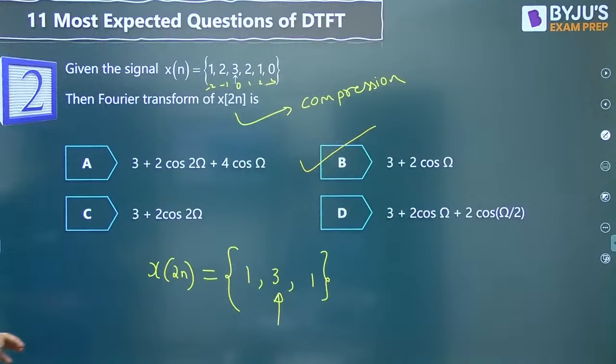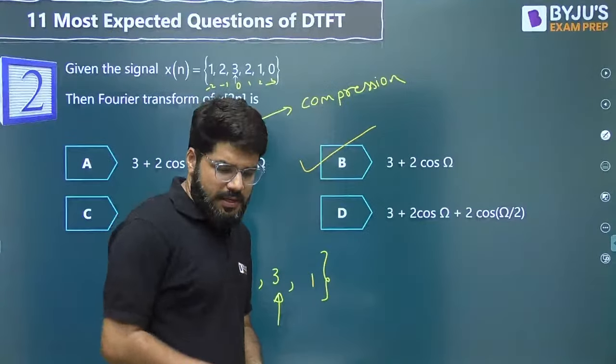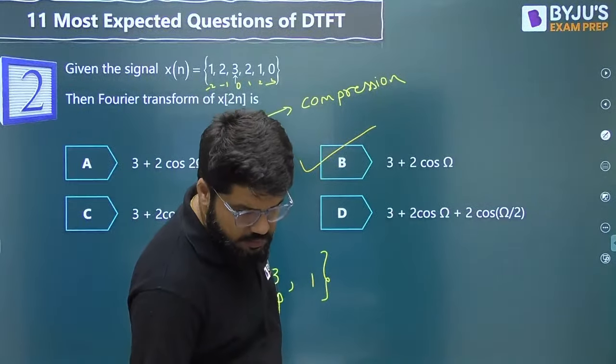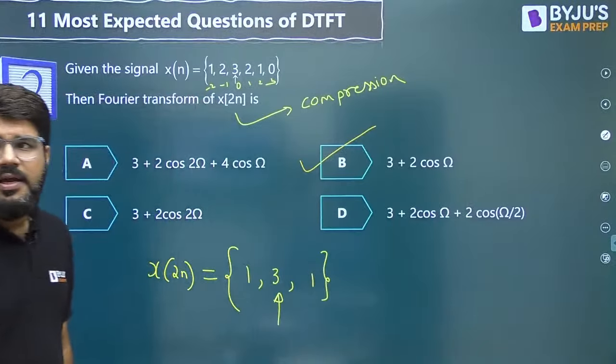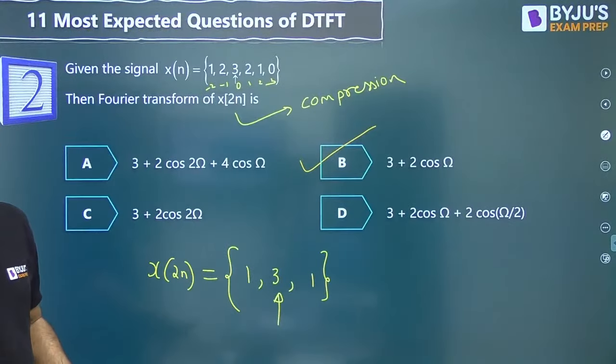It should be the 3 plus 2 cos omega. That is the answer number B. Answer number B. Okay guys, next question going ahead.